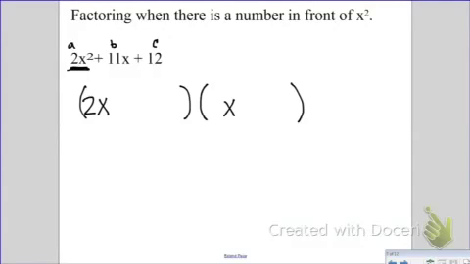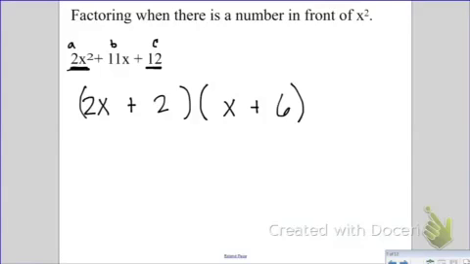There's a couple ways we can get 12. Maybe it's going to be 2 and 6, or maybe it's going to be 3 and 4. And so really we're going to have to just try and see what works out. So let's try 2 and 6. That multiplies and makes 12. And everything in here is positive, so I can count on plus signs here.